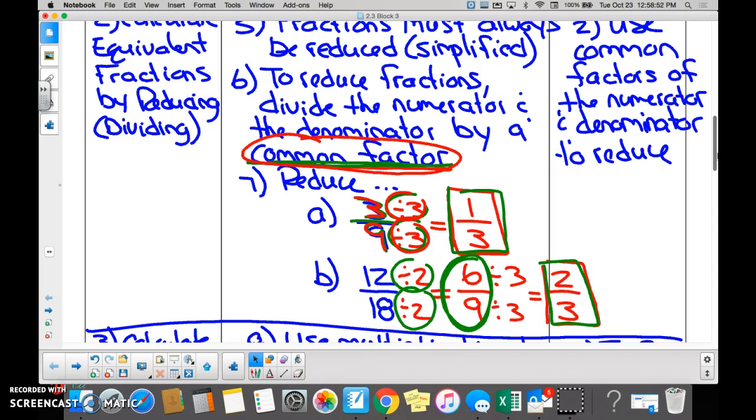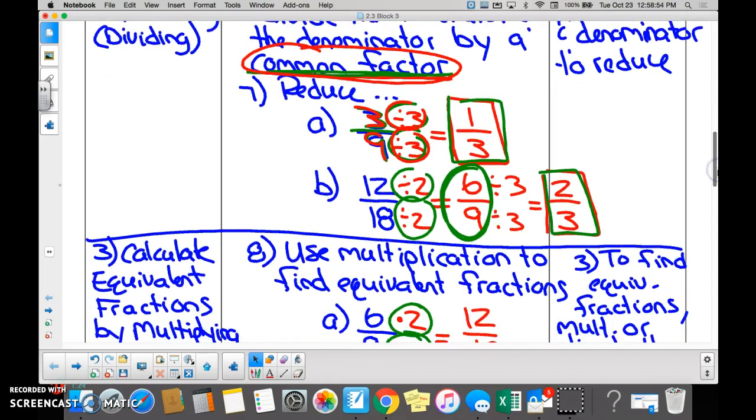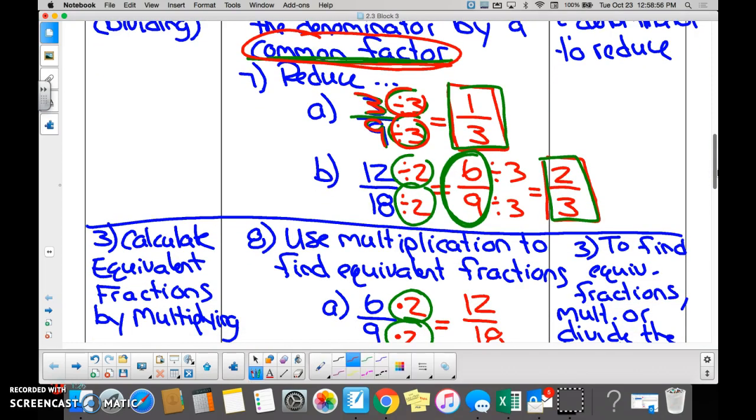How about letter B? 12/18. Somebody said, Mr. Pottinger, 2 is a common factor for 12/18. And we said, yes, it is. So we used 2. We divided the top number and the bottom number by 2. And we ended up with 6/9.